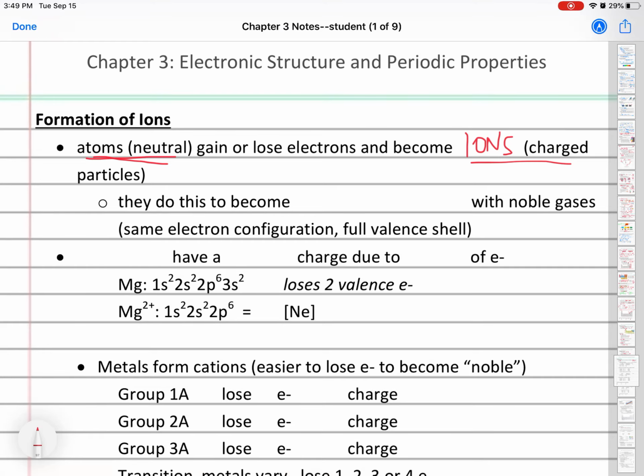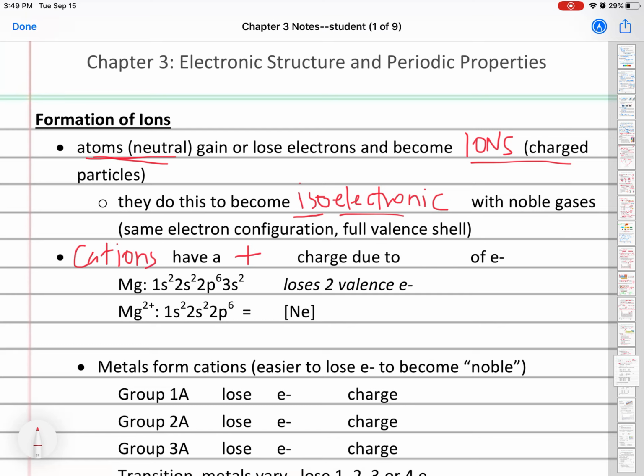And again, they do that because they want to have the same electron configuration as the noble gases. They want to have a full valence shell. So we say that they want to be isoelectronic. Isoelectronic with noble gases. That word literally means same electron structure. Okay? So ions can be positively charged.